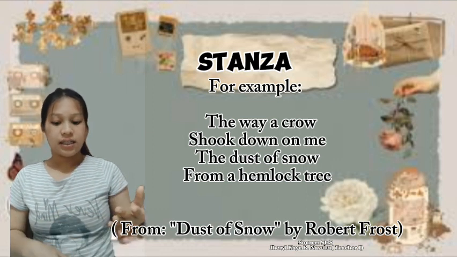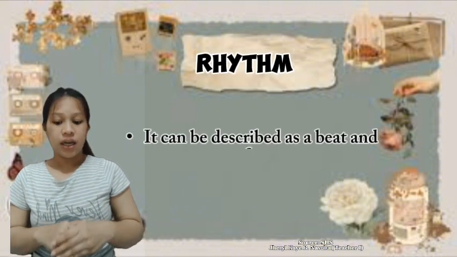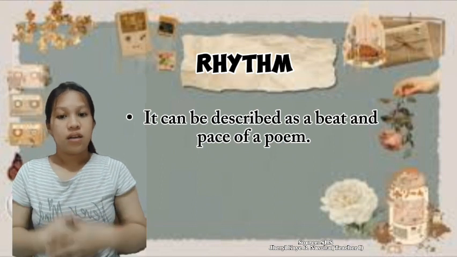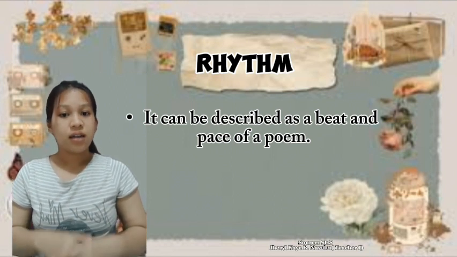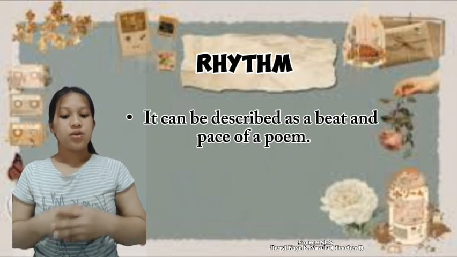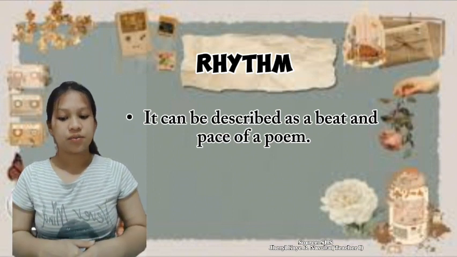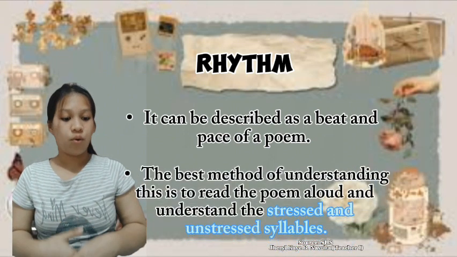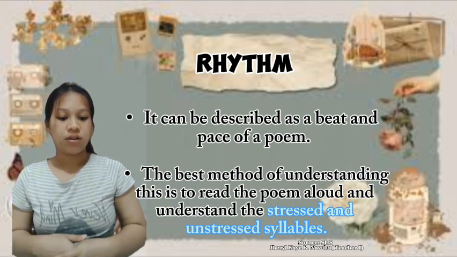Each line of a stanza has rhythm. So what is rhythm? Rhythm can be described as the beat and pace of a poem. This rhythmic beat is created by the pattern of stressed and unstressed syllables in a line or verse. This is the musical statement of a poem, which includes the syllables in the line. The best method of understanding this is to read the poem aloud and notice the stressed and unstressed syllables.